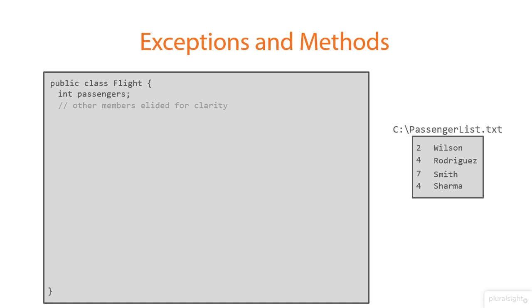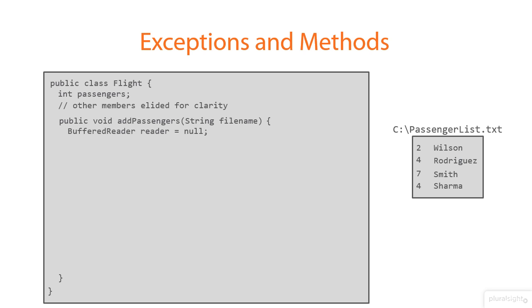Remember, we have our passengers field. I'm going to add a method on here called addPassengers. This implementation of addPassengers accepts a string parameter, which is the file name to read the passenger information from. So whoever calls this method is going to pass in the name of the file they want us to read the passenger information from. The code we use to deal with this passenger information is going to be very similar to the code we used earlier to total up the numbers from inside of a file.